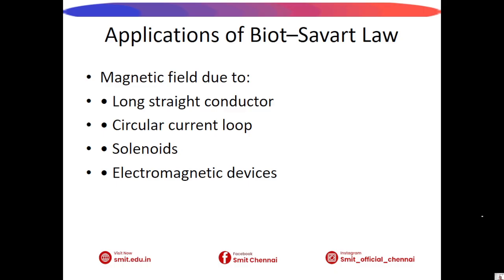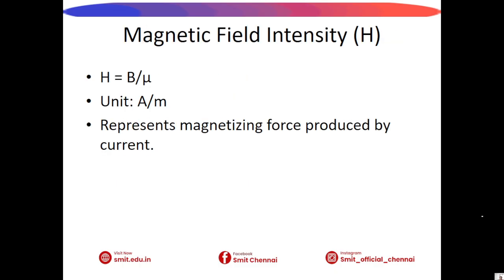Next, the applications of Biot-Savart law. Using Biot-Savart law, we can derive expressions for magnetic fields generated by various current distributions. Examples include a long straight conductor carrying current, a circular current loop, a solenoid consisting of multiple turns, and electromagnetic devices such as motors and actuators. Understanding these applications allows engineers to design devices with desired magnetic field strength and distributions.